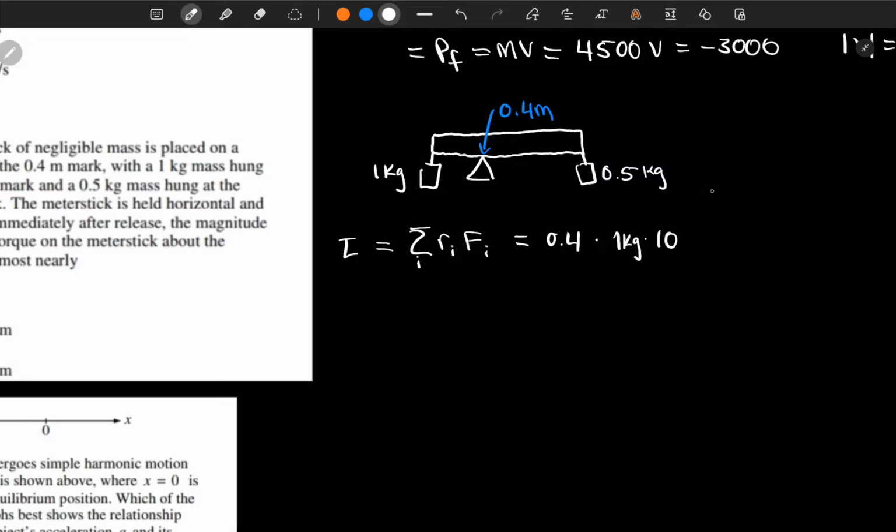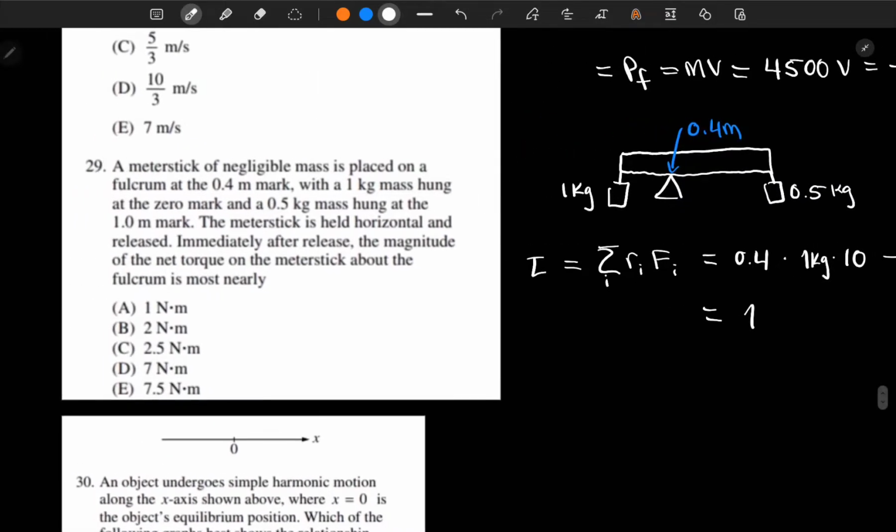And then we subtract the torque from the other mass. Here, this mass is 0.6 meters away from the fulcrum, because this is a meter-long stick, and the fulcrum is at 0.4 meters. So to get to the 0.5 kilogram mass, you have to travel 0.6 meters. And we multiply by the 0.5 kilogram mass times the gravitational acceleration, which is 10. Solving this equation, we find that the net torque is equal to 1. So it's 1 Newton meter, or A.